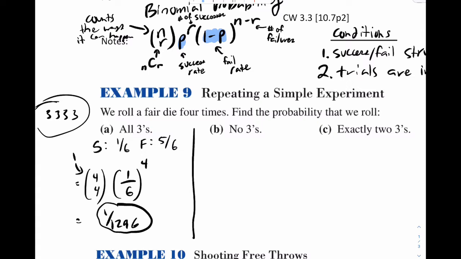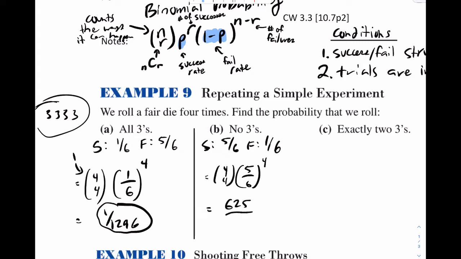Next one, no threes. So this is very similar to the last question, except we want to know threes. So in this case, our success would be 5/6 because that's what we want to achieve this. And our fail rate will be 1/6, meaning you do get a 3. And notice how it's very, very similar. We want 5/6. That should happen 4 times. And then you have your 4 choose 4. Now you type that in your calculator, and you're going to get 625/1296.